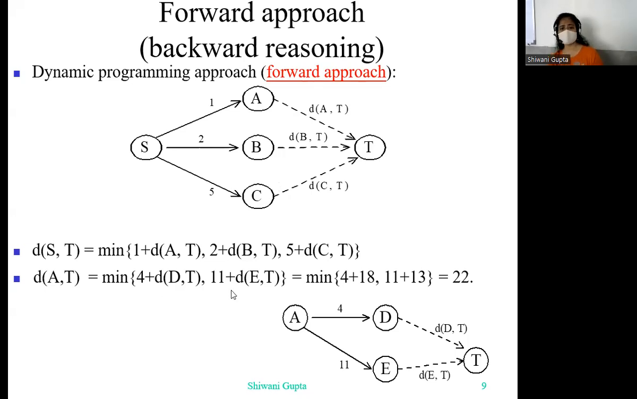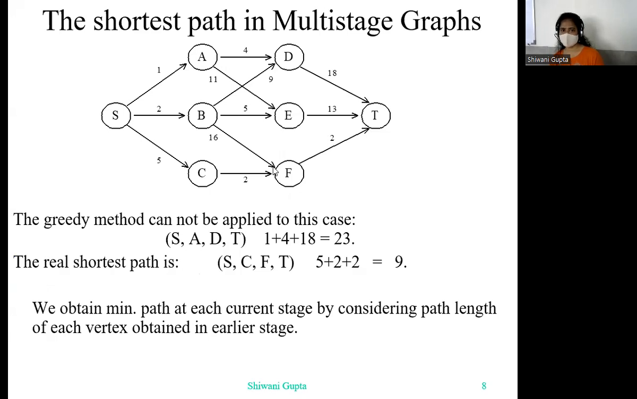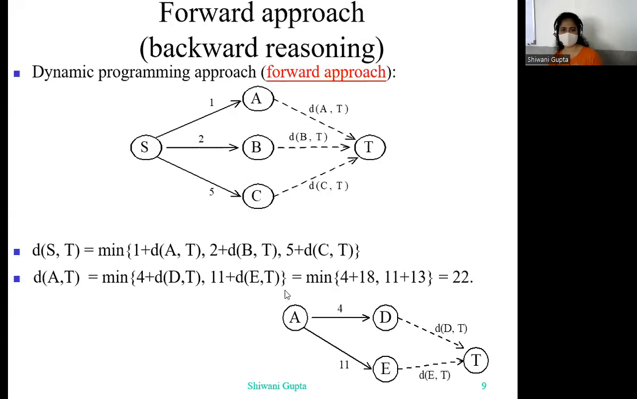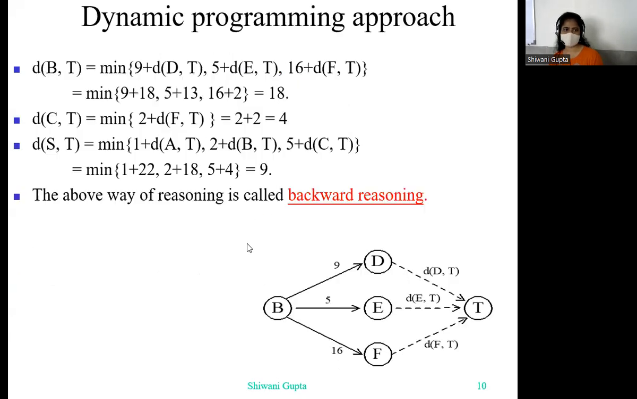So likewise, I keep writing these equations, and because here we had only 3 stages, so that is why over here the direct cost I am able to compute from here. So this is for node A. Likewise, we did for node B and for node C in the next slide. And then finally, in S to T equation, we put in these values of AB, AT, BT, and CT. That is the minimum cost. And finally, we get the minimum cost. And through backward reasoning, we are able to find the minimum cost path as well.